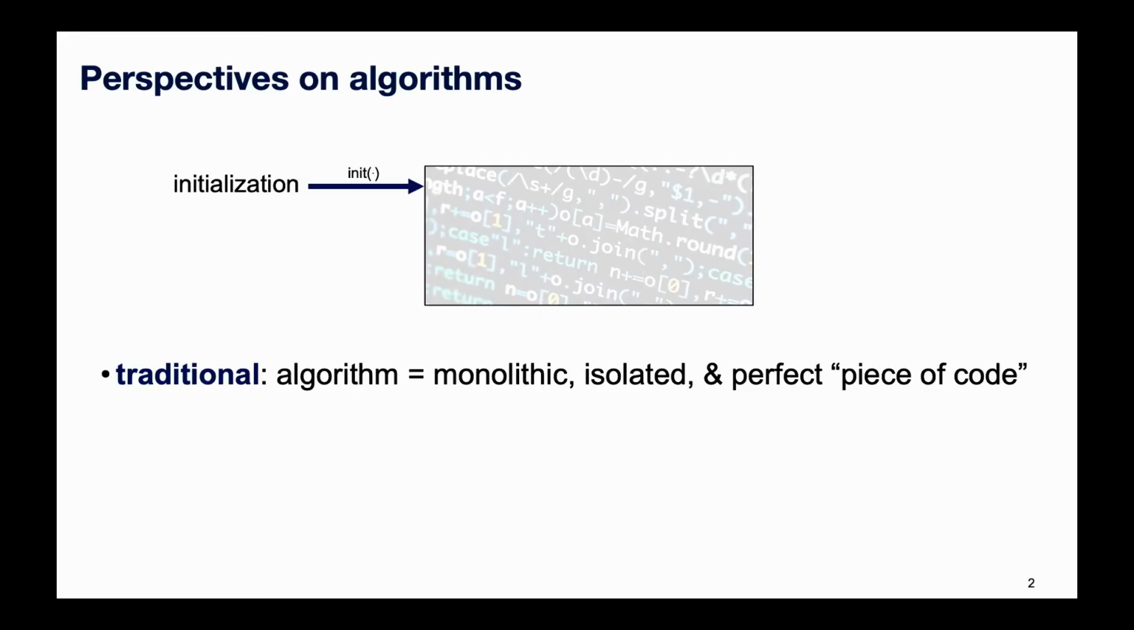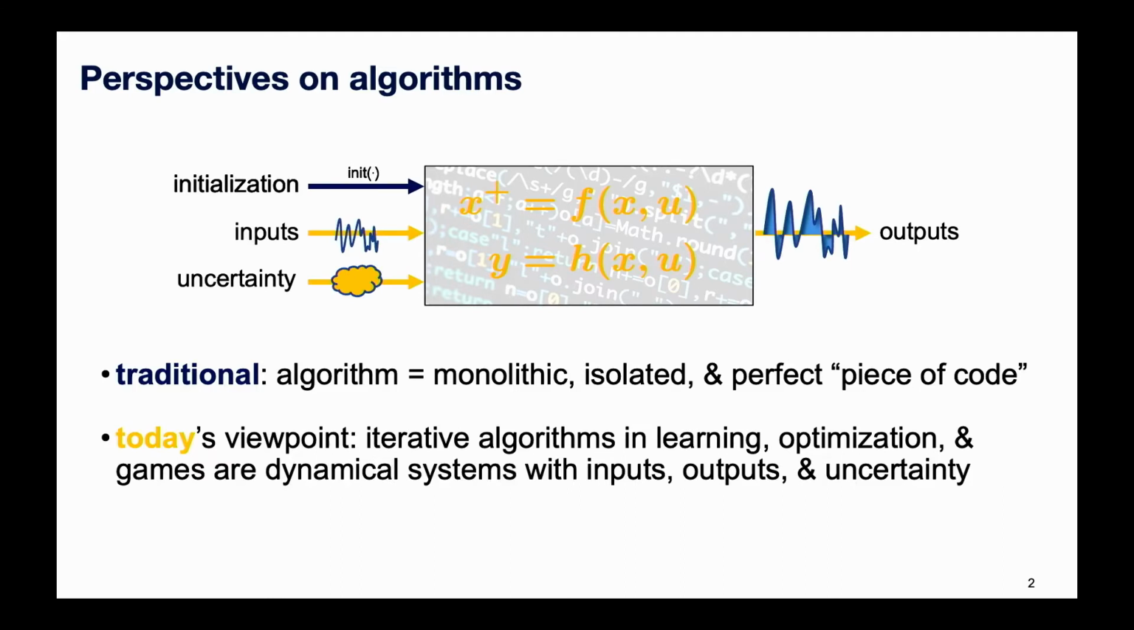So there's a different perspective you can take on algorithms. One is that an algorithm is essentially a piece of code, possibly initialized with some random seeds or data, that spits out an answer, so that it's isolated, monolithic, and perfect in its execution. Think about something like solving a least squares problem. The solution is the pseudo-inverse of a data matrix. Today, we want to take a different viewpoint and think about algorithms, especially algorithms in control, learning, optimization, and so on, as discrete-time dynamical systems that have real-time data inputs and outputs and also propagate uncertainty.